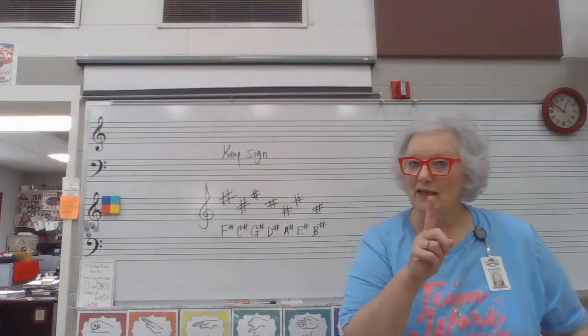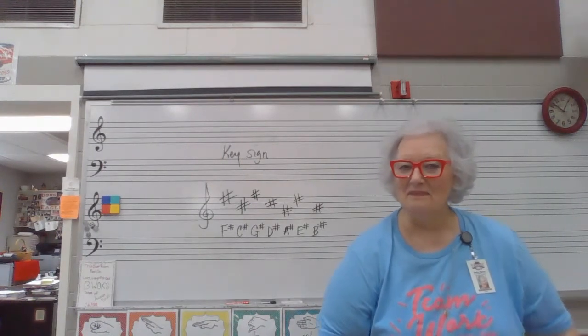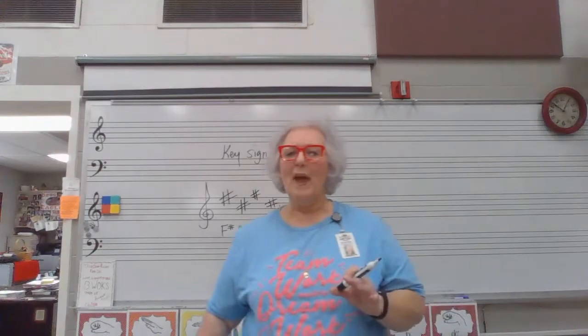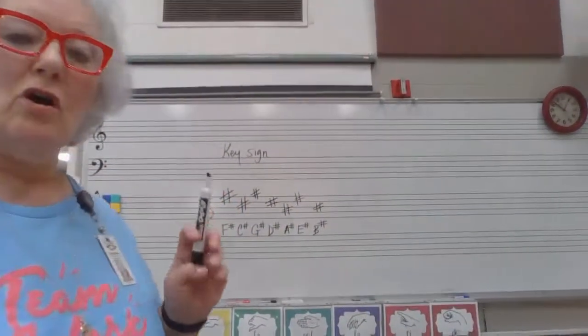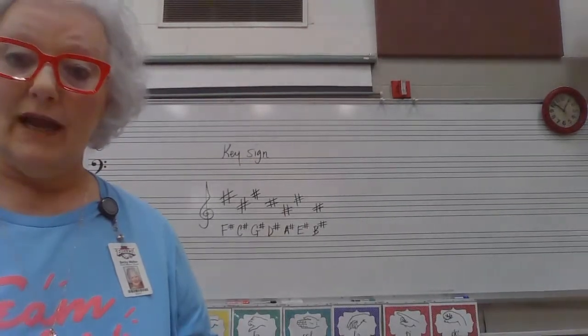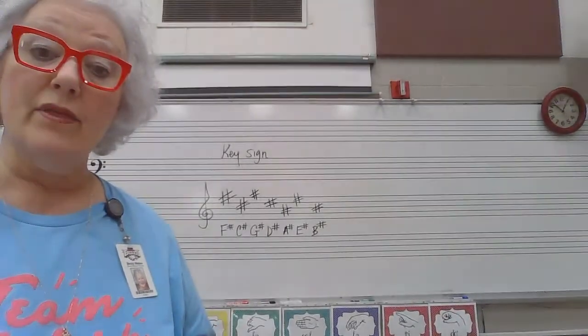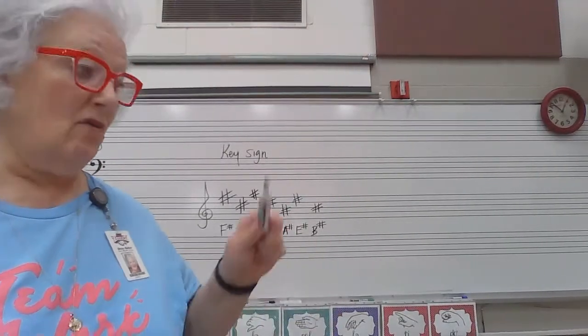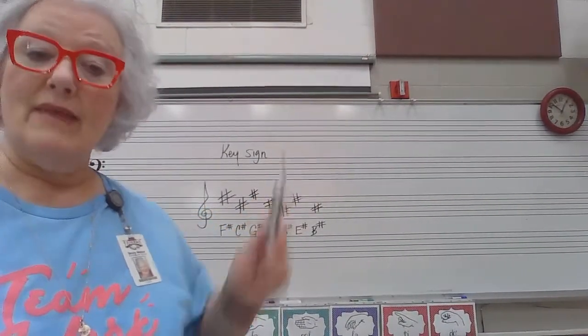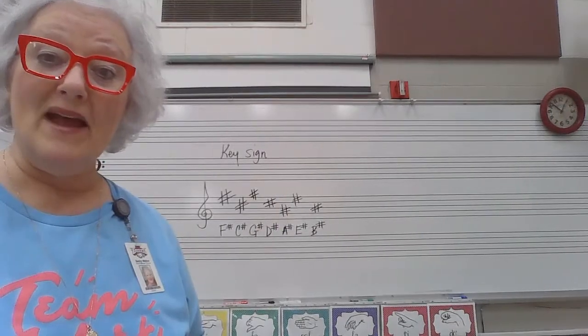And we'll get to that next time. All right? So go back and study this. Remember, in adding the sharps, we go up 5 letter names, starting with the sharp that we ended with, and count 5 letter names up, and that's the next sharp. Okay? Good deal.